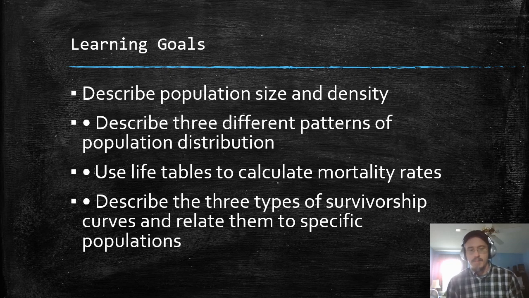So a few learning goals for this lecture and the upcoming lectures. Describe population size and density. So how would you describe those? Three different patterns of population distribution. Life tables. So look at life tables and basically interpret what they mean is my ultimate goal there. Describe the three types of survivorship curves and relate them to actual populations.